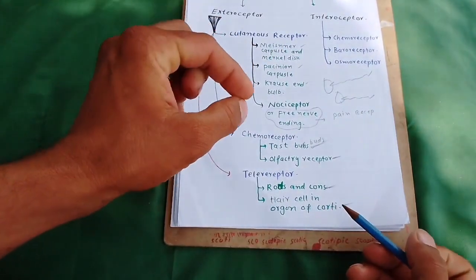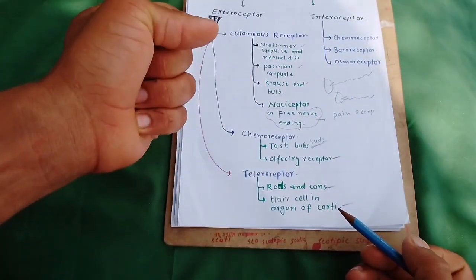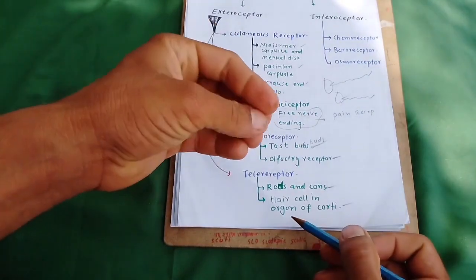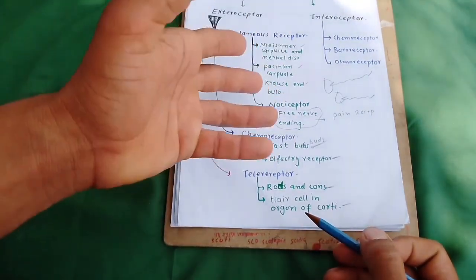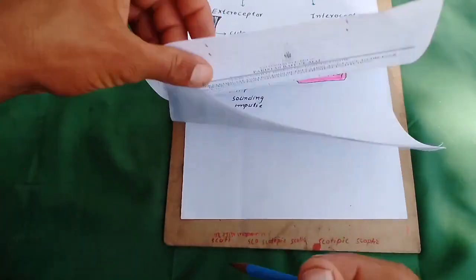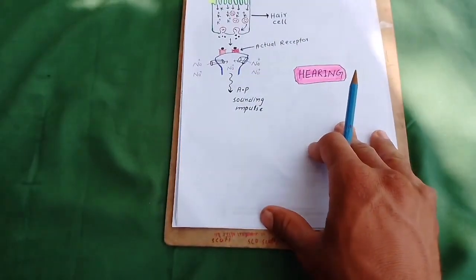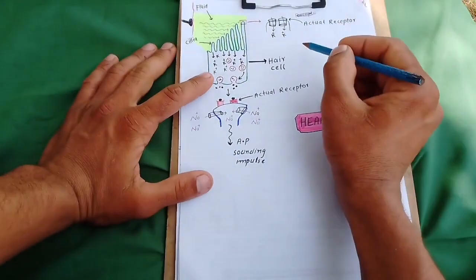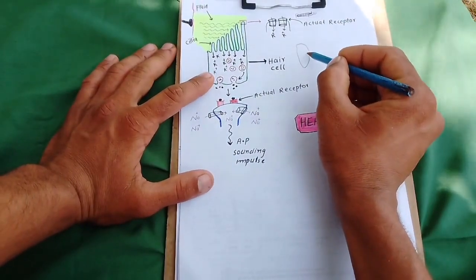Hair cell and the organ of Corti. The hair cell is a receptor organ which helps in the hearing of sound and in the balancing of our body. So this is the phenomenon of the hair cell. Suppose this is my ear.